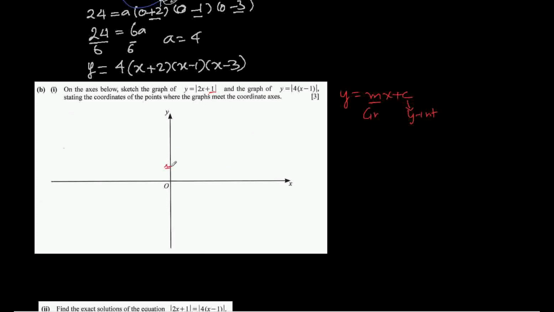The graph will pass through this. Now the gradient is 2. This is gradient mx plus c. 2 is the gradient. That means the rise will be 2. So let's say this is 2, this is 3.